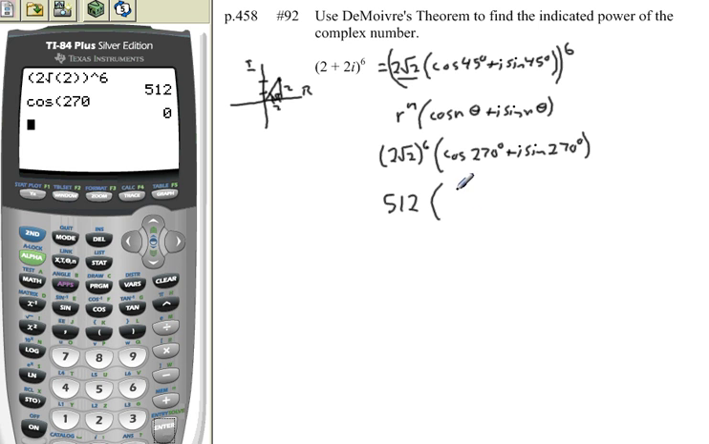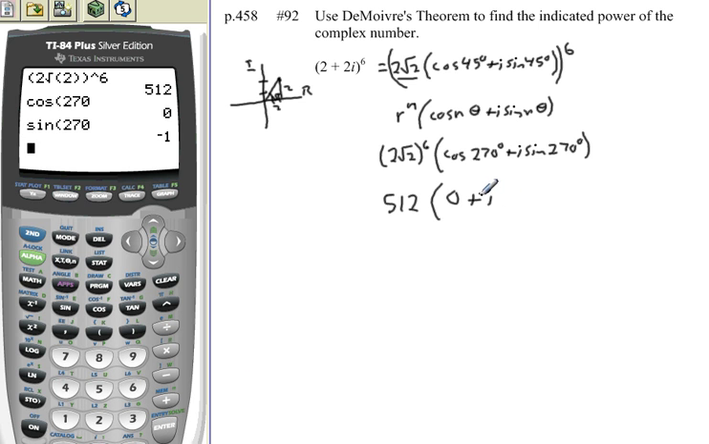is equal to 0, plus i times the sine of 270 degrees is equal to negative 1. So we'll say negative i times 1. So now 512 times 0 is 0. 512 times negative i is negative 512i. And there's my answer. So if I would have written this out 6 times, used the distributive property, it all would have simplified to negative 512i.